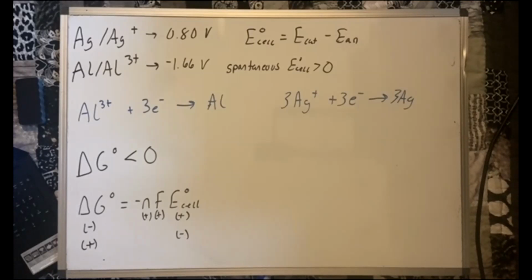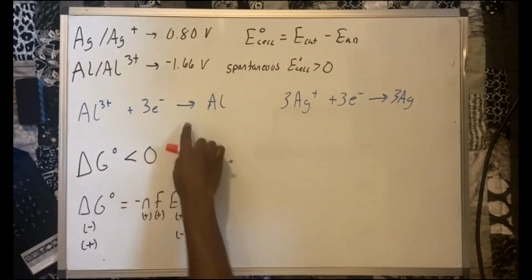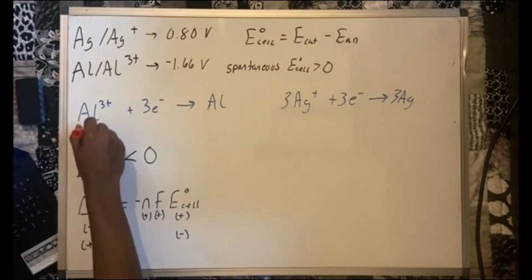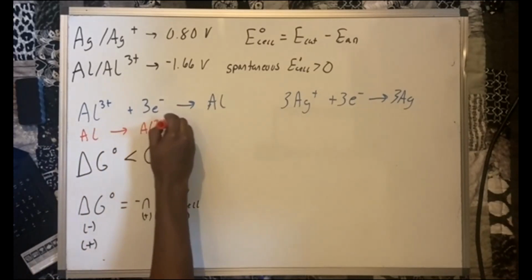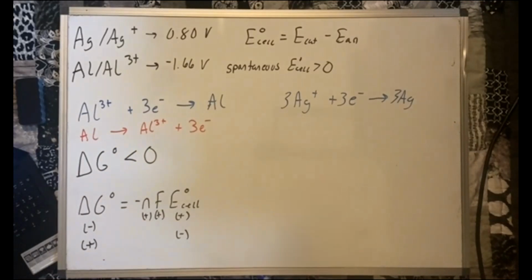Right, and so the rest of that problem isn't too bad. You just, so our reaction, you would add these two, you would flip this one, right? Because this one's going to be oxidized, and right now it's being reduced. So the Al goes to Al3+ plus 3e-. Then we add them together.